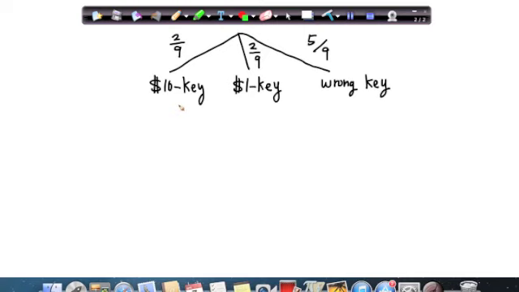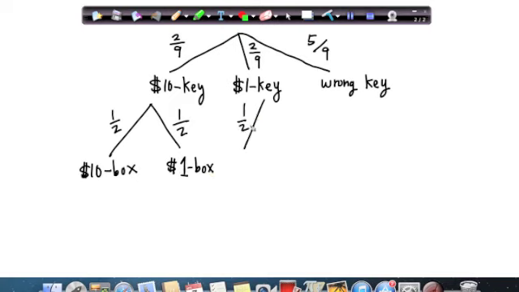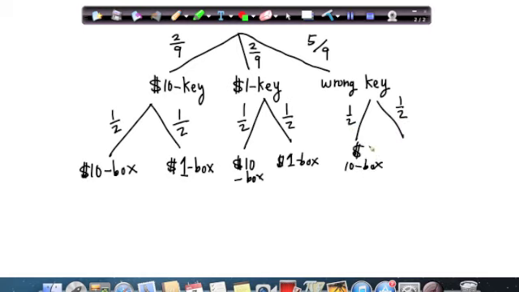After selecting the key, the player will randomly select one of the boxes. So given the first outcome of selecting the $10 key, there will be a probability of 0.5 of selecting the $10 box, and similarly a probability of 0.5 of selecting the $1 box. This is the same for the other outcomes of the first trial as well. Sorry, this is the $10 box, and this is the $1 box.